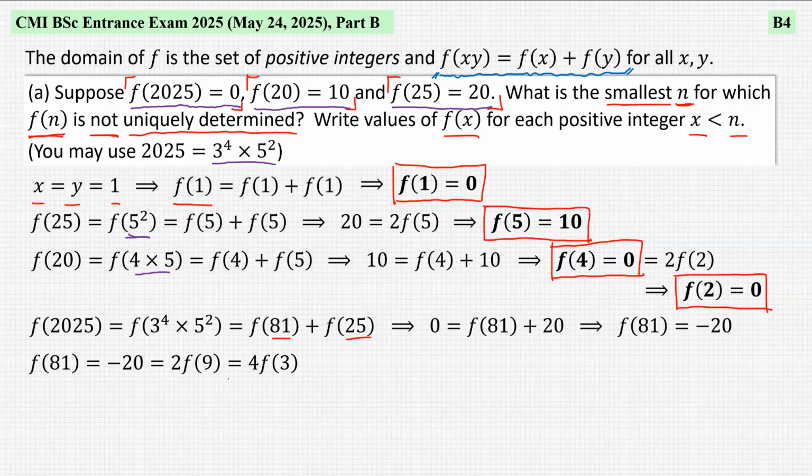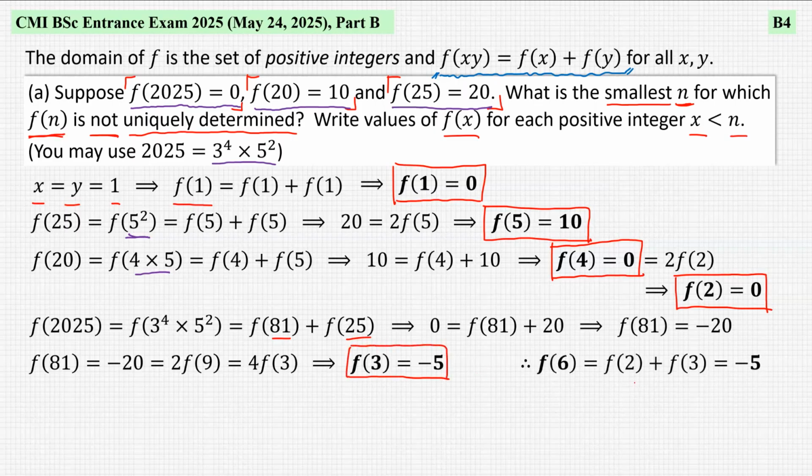Here, f(81), which is negative 20, is equal to 2 times f(9). And since f(9) can be split into 2 times f(3), we have 4 times f(3). This gives f(3) equals negative 5. And using the values of f(2) and f(3), we can obtain the value of f(6), which is also negative 5.